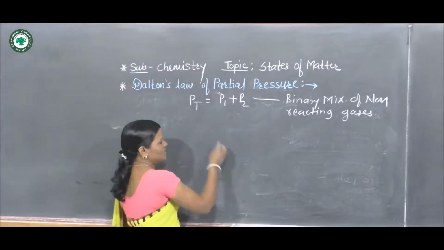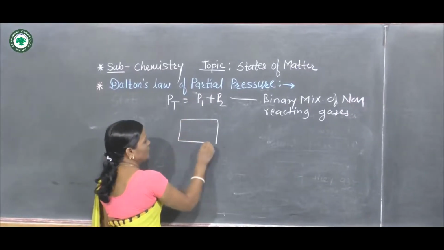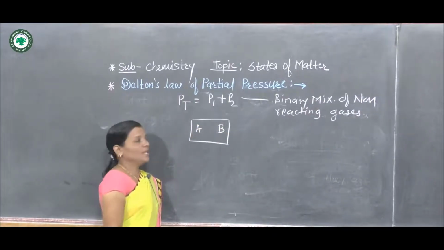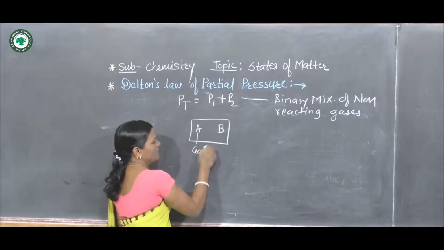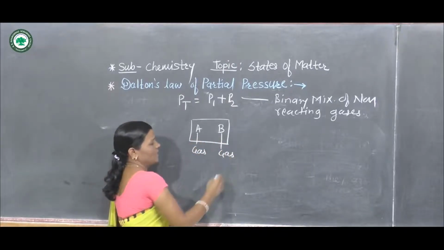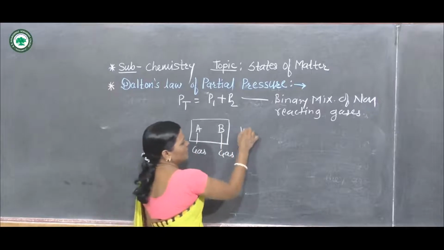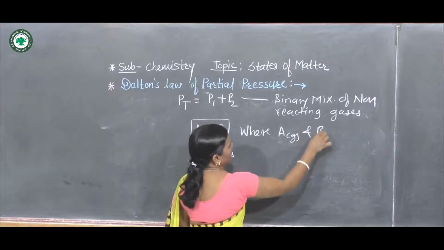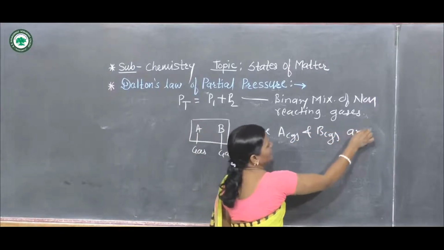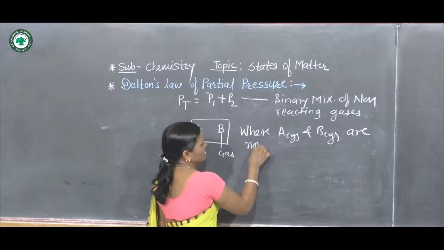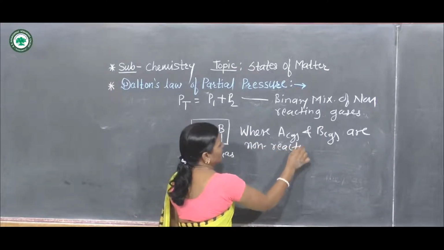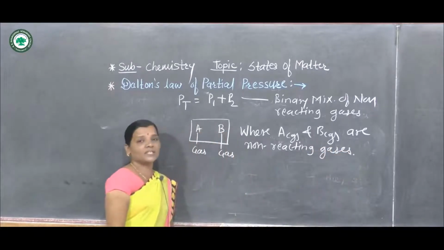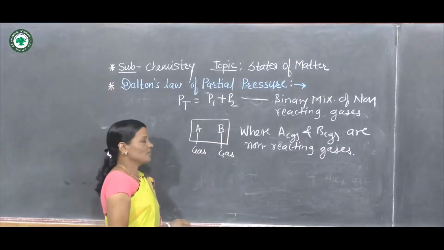For that we have to consider again a container in which we have to consider two gases. Suppose gas A and the second one is gas B, where A and B are non-reacting gases. This condition is important for Dalton's law of partial pressure.